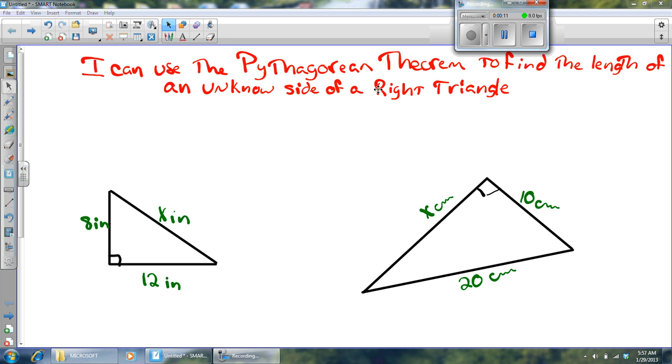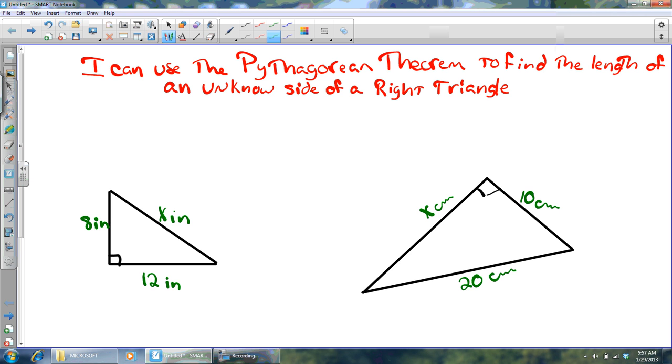I can use the Pythagorean theorem to find the length of an unknown side of a right triangle. All right, let's get right down to it. The Pythagorean theorem, you should know this from review. We're not going to spend a whole lot of time on this because it should be review, but remember that it's a squared plus b squared equals c squared.